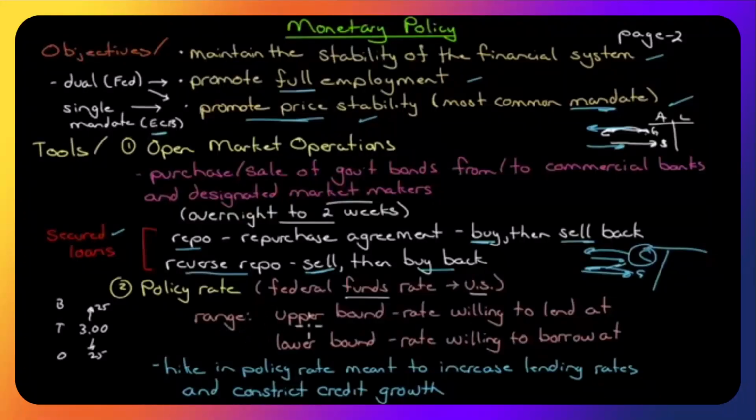In the U.S., there is an upper and a lower bound. The upper bound is the rate at which the central bank is willing to lend money to other banks in the banking system, and the lower bound is the rate at which they're willing to borrow from other banks. So let's say they set a target range of 4.5 to 4.75%, and they're willing to lend money at 4.75%, and you have a whole bunch of banks out here. This is the interbank system out here.